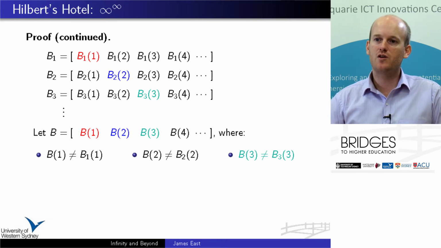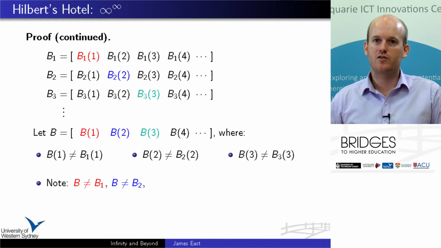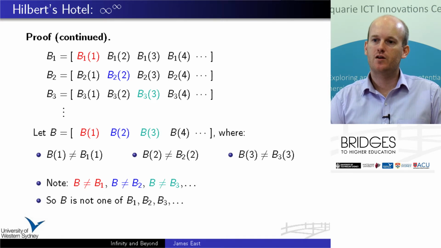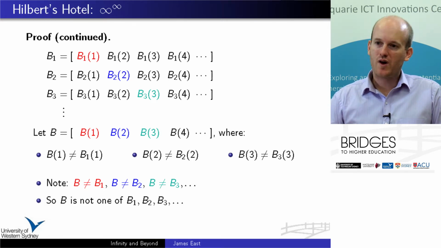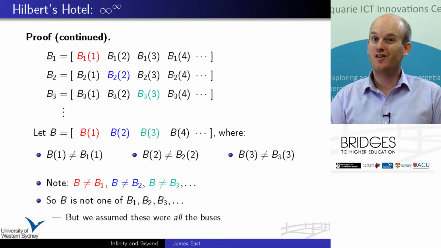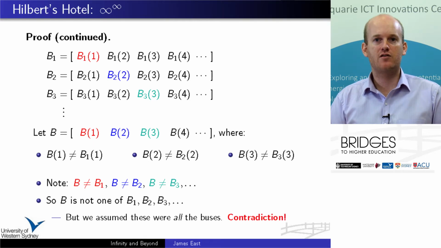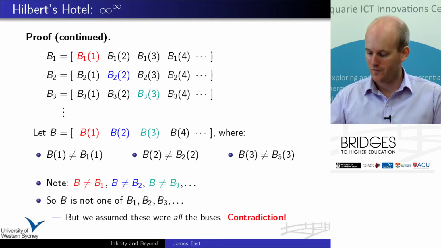So which bus is it? Is it B1? Well, it can't be the first bus because we made sure that it didn't have the same person as the first passenger of B1. So it's not B1. Similarly, it's not B2 because if you look who's sitting in the second seat, they're different. It's also not B3 or B4 or B5 or any of the buses. So B is none of the above. Okay? But remember right at the start we assumed that we had put all of the buses in the list. And that is a contradiction. They're all in the list, but there's something missing. That can't be the case.